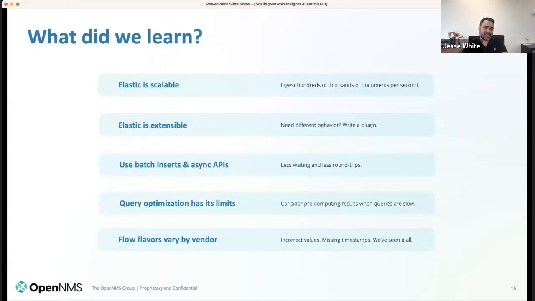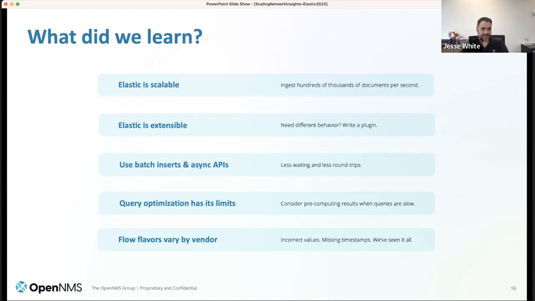As part of this process, here's some things that we learned. We learned that Elastic is truly scalable, right? So we're able to ingest, again, hundreds of thousands of documents per second, provided there were fast enough disks and enough nodes. Anything we threw at it, it was able to handle. It truly was extensible, in that we hit a case where we needed different behavior, right? And we wanted more precision, so we ended up writing a plugin and extending the platform to achieve what we needed.